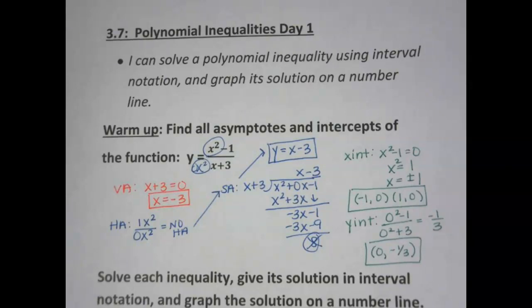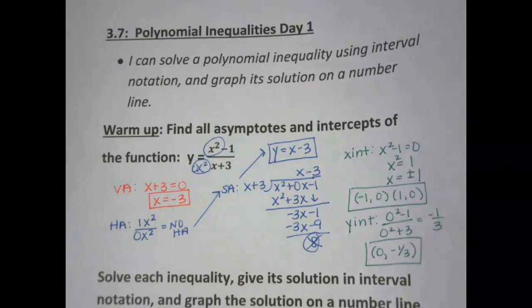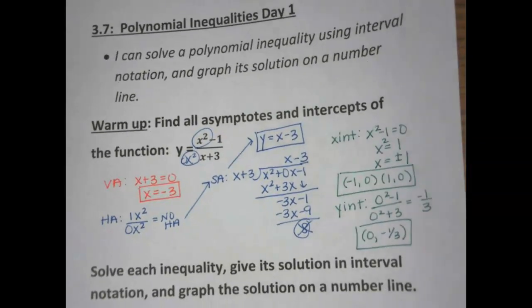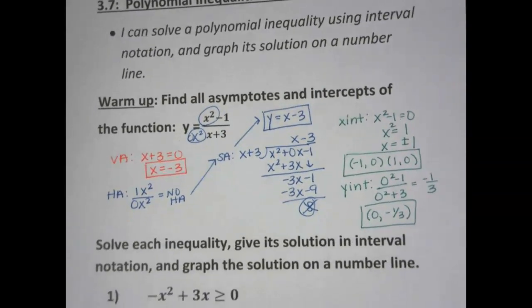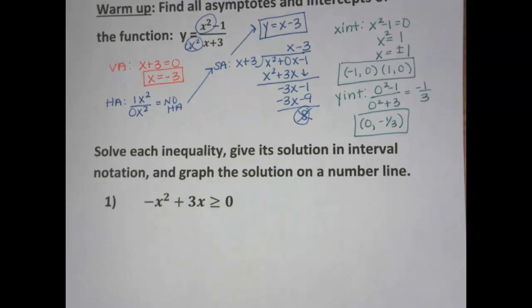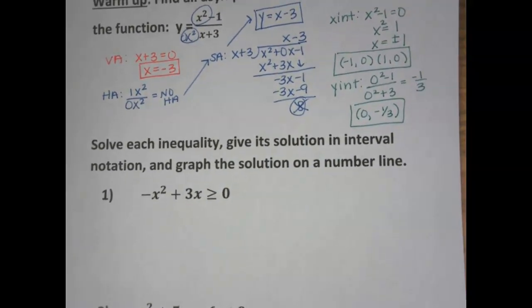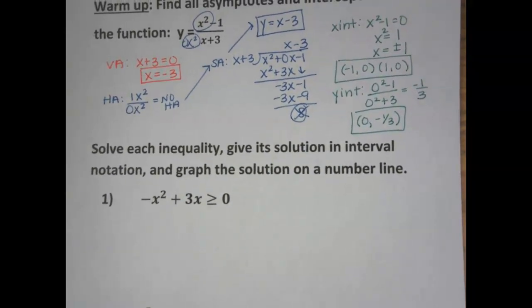Today we're going to switch gears and get away from graphing on 2 axes, and we're going to kind of go back to a number line, so just graphing on 1 axis. So we are going to start by solving the inequality, and then I'll kind of walk you through how we're going to find the solution in interval notation that we can then graph on a number line.